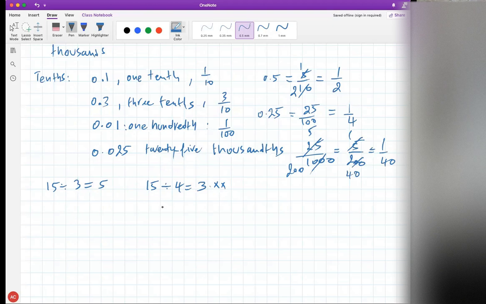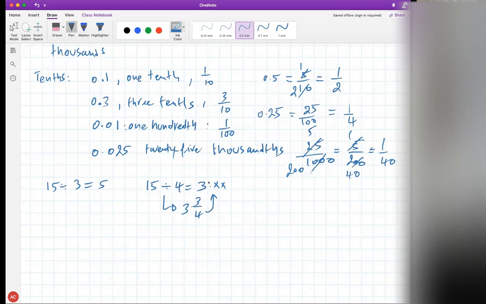So with decimals, we don't only stop at mixed numbers. Last time we did mixed numbers: 15 divided by 4, 4 goes into 15 3 times, and the remainder is 3. So we stopped here last time. But if you want more detail, we need to turn this into a decimal to find exactly what the value is. That's what decimals are for. We need to be more precise, not just say 3 out of 4.